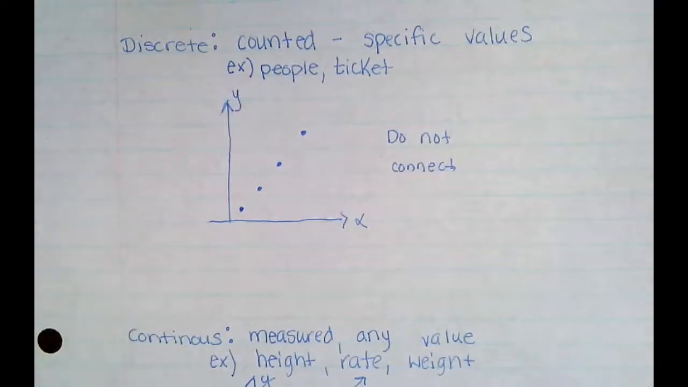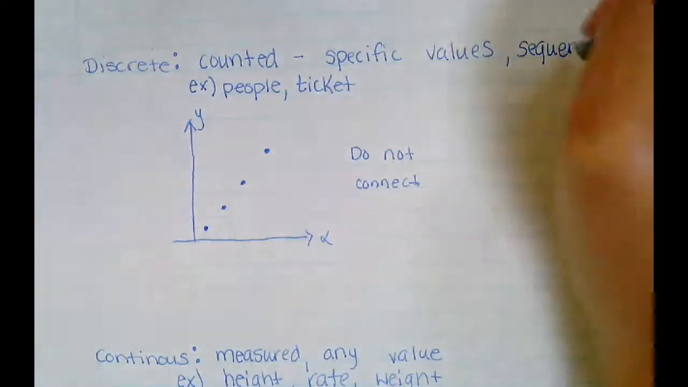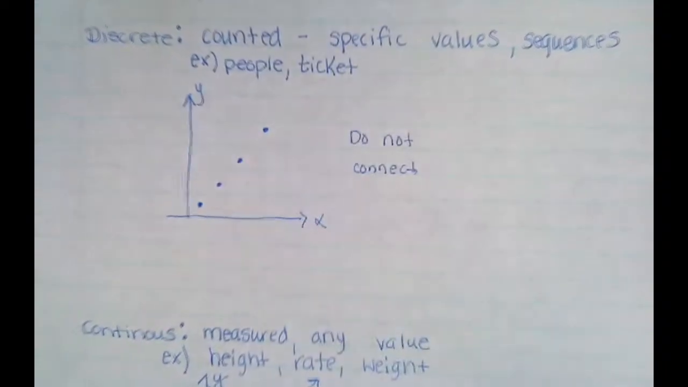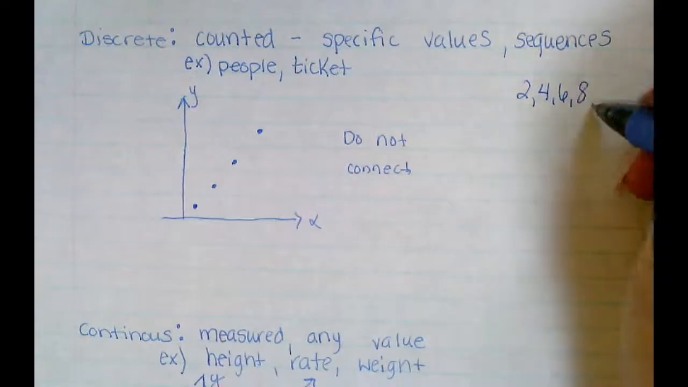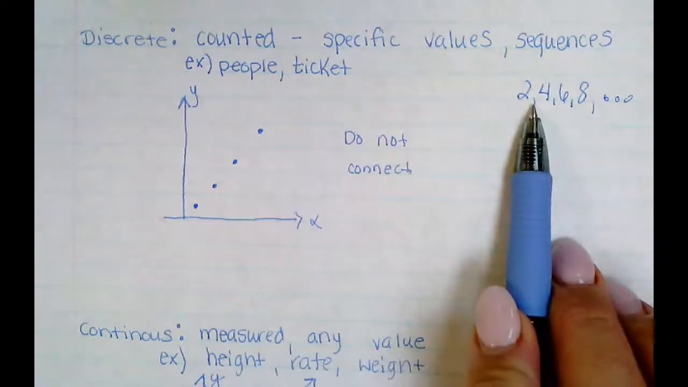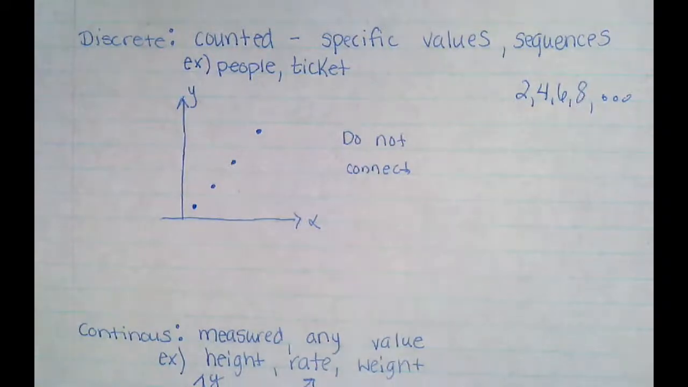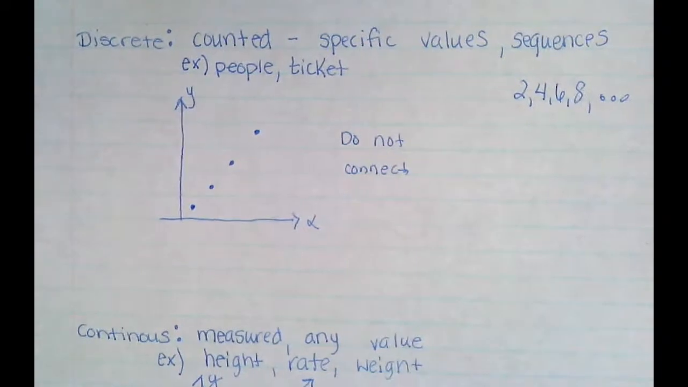Discrete, all right, counted, specific values. Sequences are discrete functions. The reason being, as we said, when we do a sequence, it's a pattern. So 2, 4, 6, 8, an arithmetic sequence with a common difference of 2. In this, 3 is not part of the sequence, nor is 5, nor 5.1, or any values in between 2 and 4. So because sequences are particular numbers in a special order, they are going to be discrete functions.